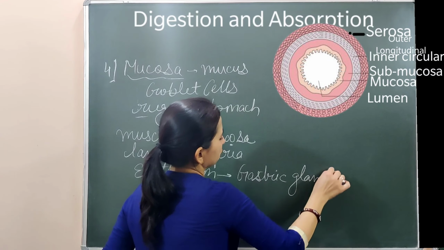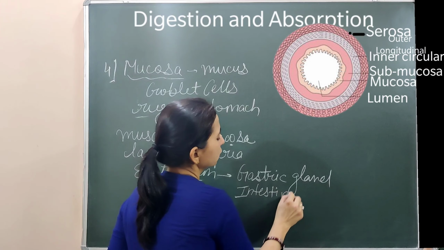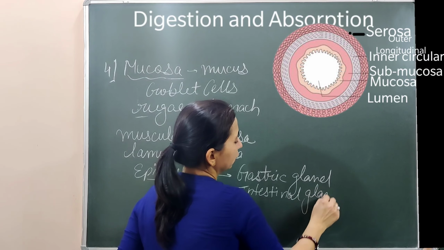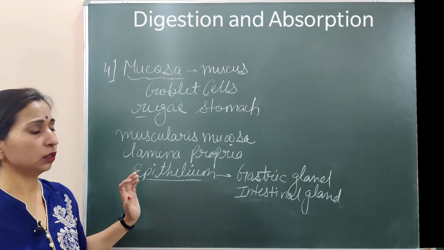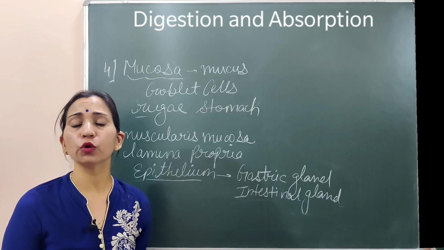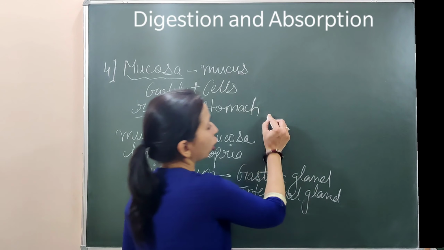In the case of stomach, and similarly it forms the intestinal glands also. Intestinal glands are also present in this epithelial region of the mucosa. ये epithelial layer के अंदर ही intestinal glands भी present होती हैं. Besides the gastric glands and intestinal glands in the epithelial layer of the mucosa, they have some other modifications also. In the intestinal region, this epithelial layer forms some finger-like projections, and these projections are known as villi.